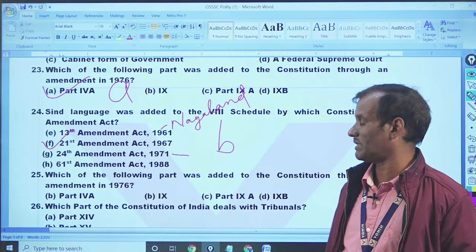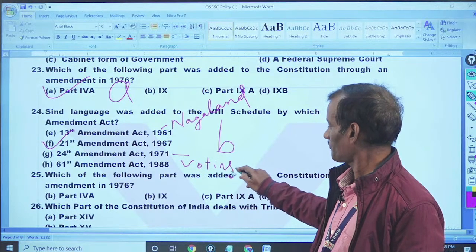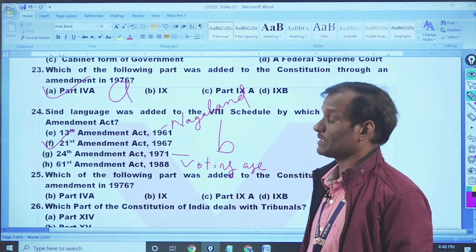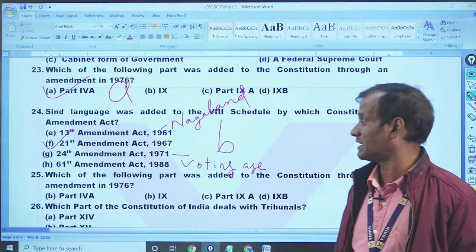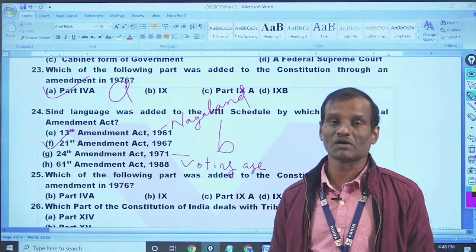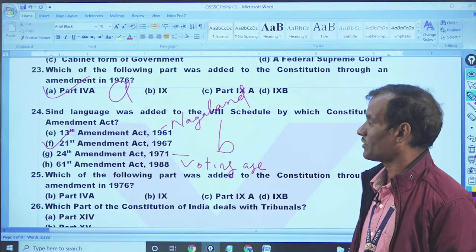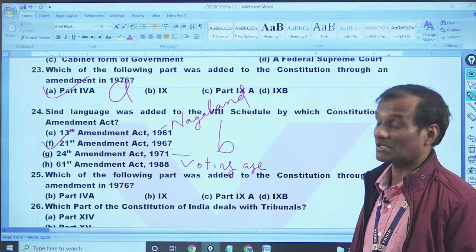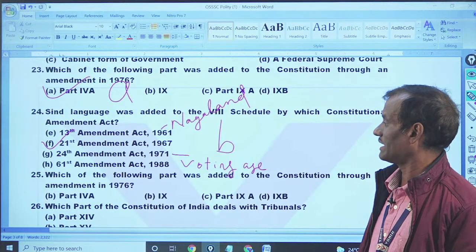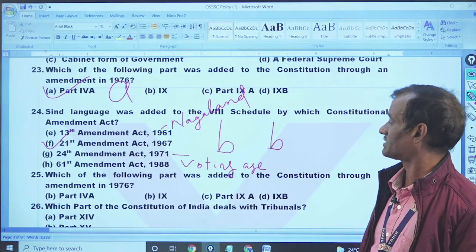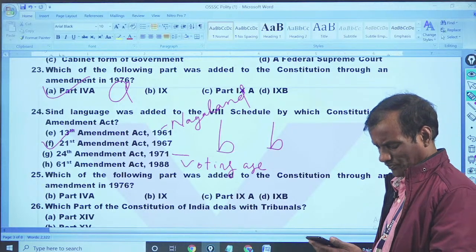And the 61st Amendment related to voting age, reduced from 21 to 18, in 1988. Or 1989, correction, when it became active? So the answer will be 21st Amendment Act 1967, in which Sindhi became the 15th language of the Indian Union. That is B. Answer B. Which of the following part was added to the Constitution?